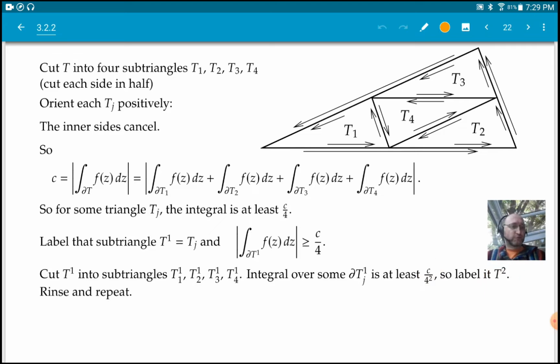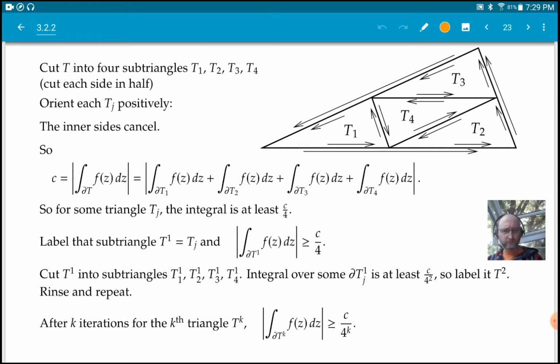All right, now rinse and repeat. You keep doing this ad infinitum. You have a sequence of triangles, T_k, such that when you integrate around their boundary, you get at least C over 4 to the k.